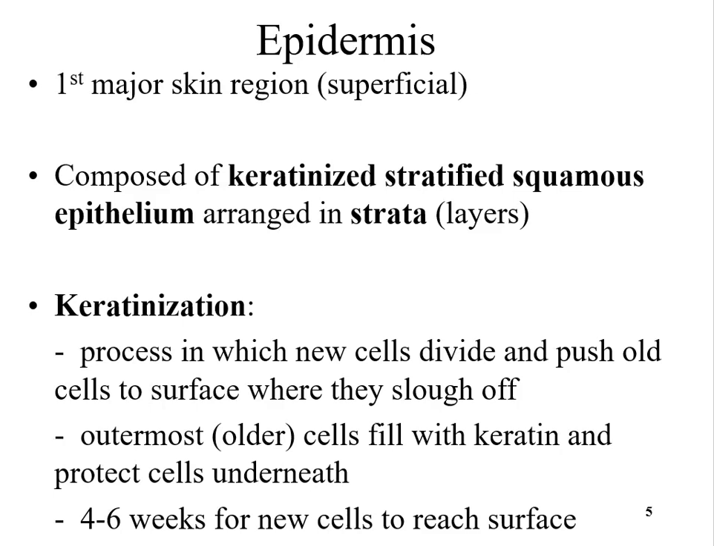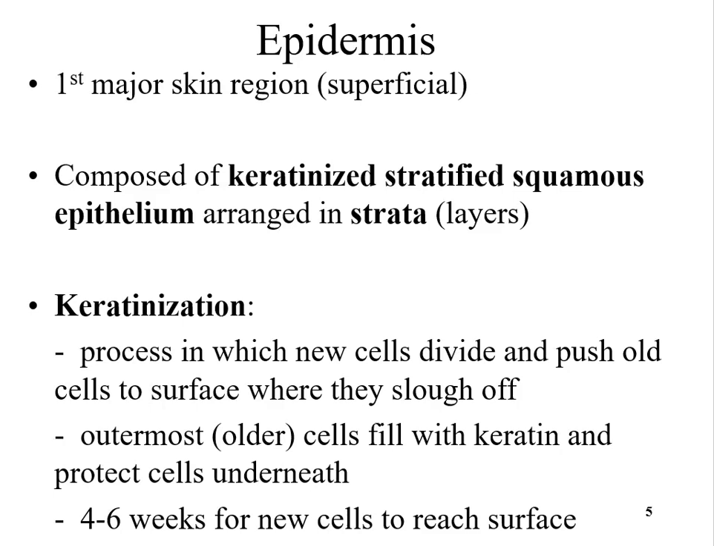Cells are born next to the basement membrane at the bottom of the tissue. And as these new cells divide, they push older cells up more superficially into upper layers. As these cells progress from the bottom to the top, or from the basal to the free surface, the cells are going to fill with keratin, and they're also going to become flatter and flatter or more squamous.